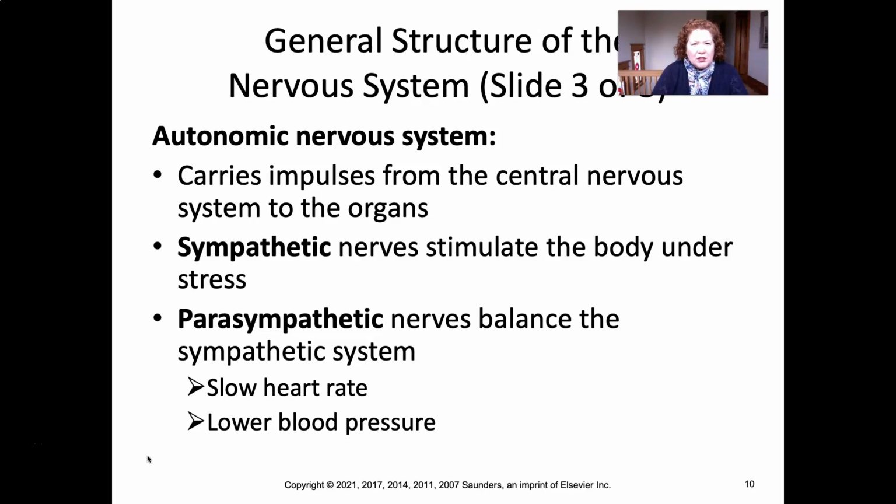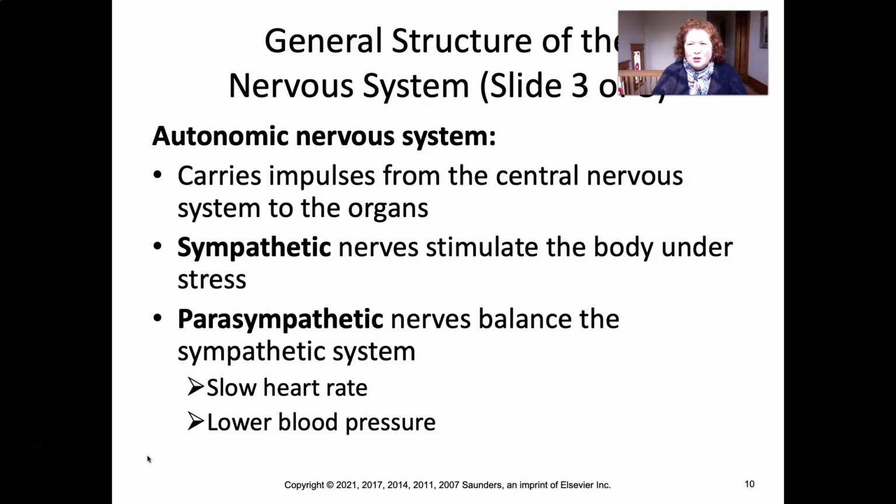You have what's called an autonomic nervous system. And this carries impulses from the central nervous system to the organs. Okay? So your autonomic nervous system is going to send those impulses from your central nervous system, which is brain and spinal cord, to the organs. Your sympathetic nerves stimulate your body when it's under stress. So they're sympathetic to your stress. Your parasympathetic nerves balance your sympathetic system to slow down your heart rate and lower your blood pressure.